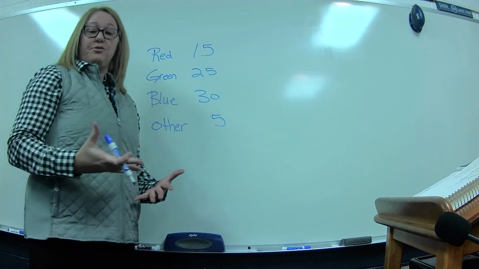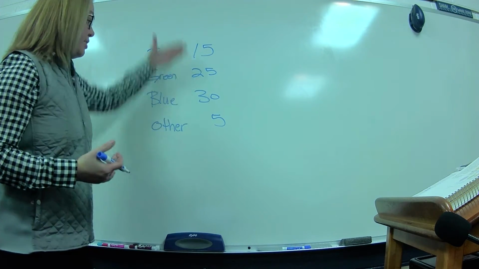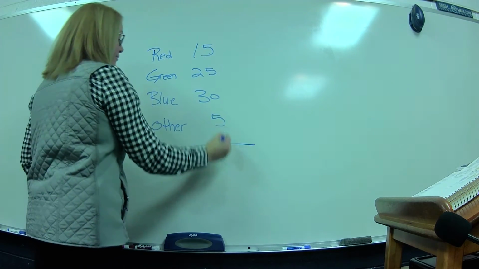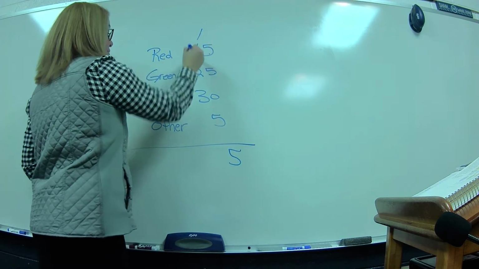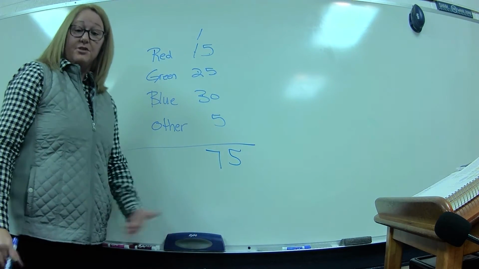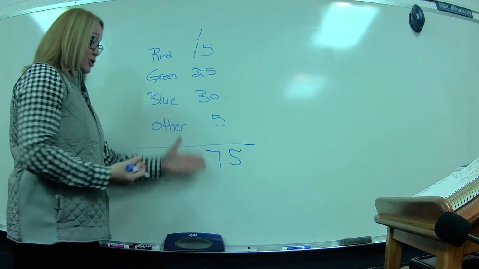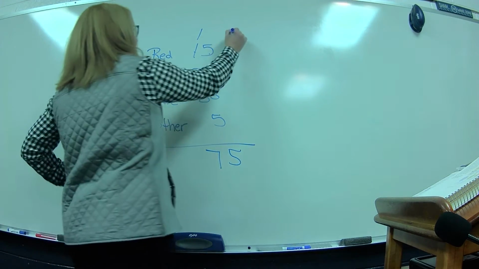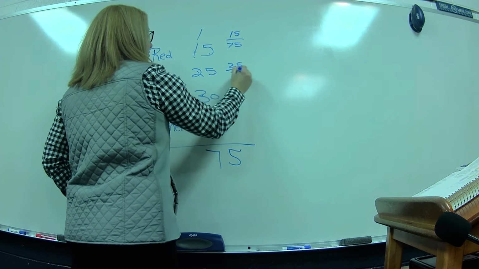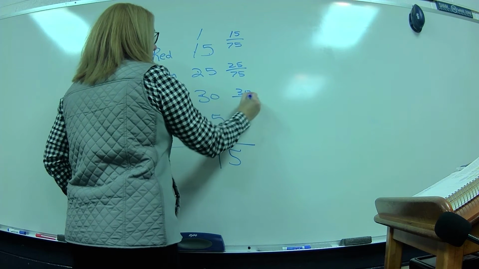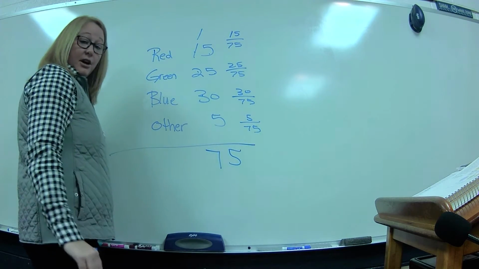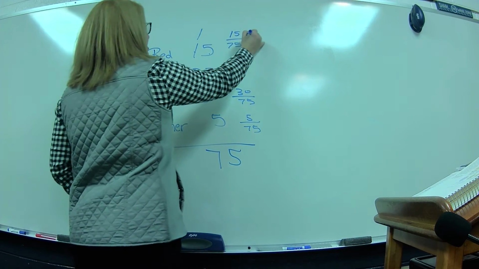First thing we have to do is find out how many people we surveyed. So we have 5, 10, 15, 1, 2, 4, 7. All right, so we have 75 total people. So now we have to go to our fractions. So our first part was finding the total. Now we put it in fractional parts: 15 over 75, 25 over 75, 30 over 75, and 5 over 75. All right, now we can reduce these. We can reduce them by 5.